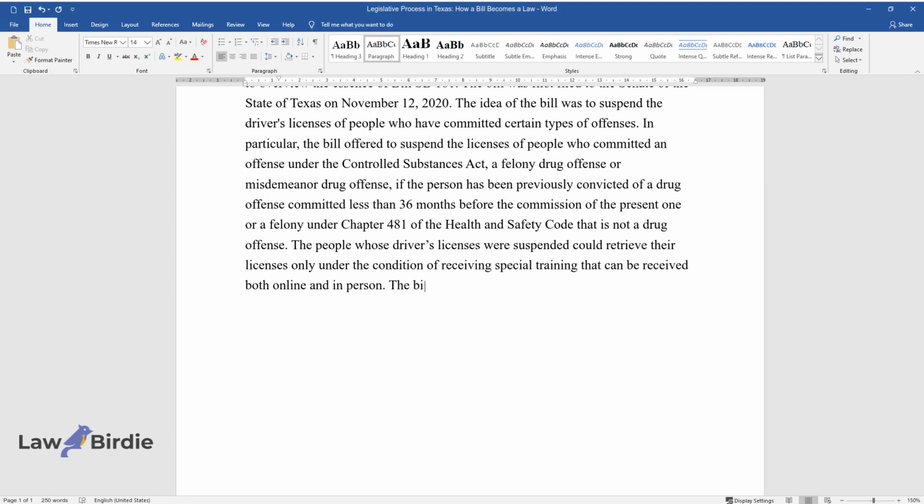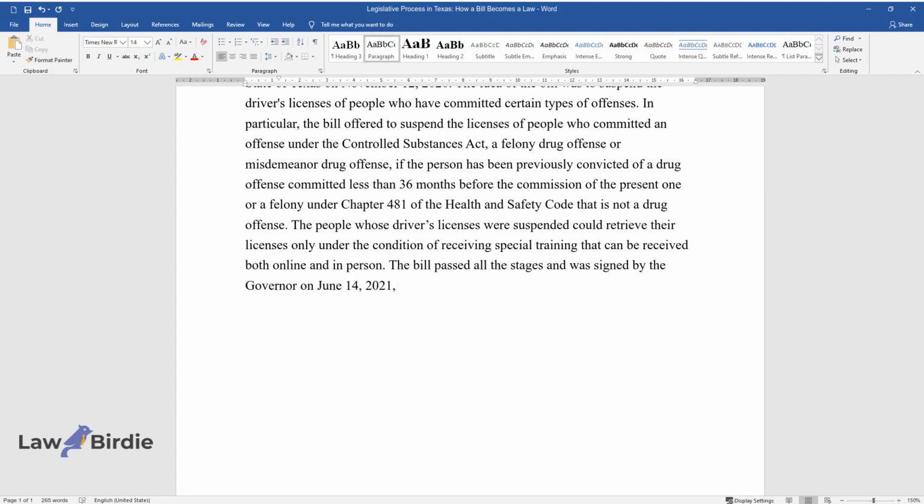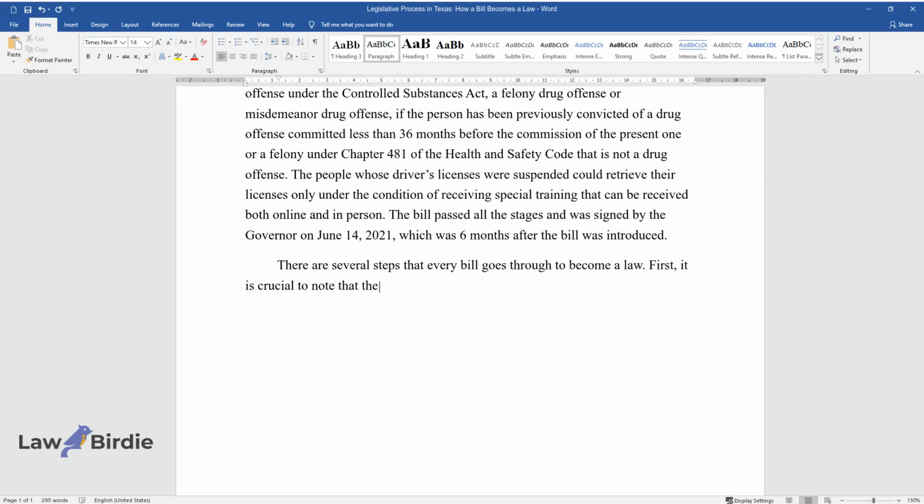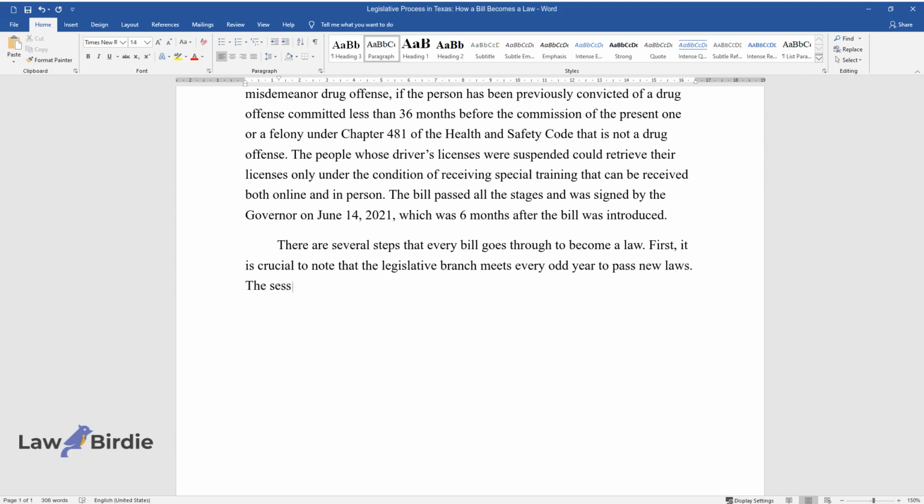The bill passed all the stages and was signed by the governor on June 14, 2021, which was 6 months after the bill was introduced. There are several steps that every bill goes through to become a law. First, it is crucial to note that the legislative branch meets every odd year to pass new laws. The session starts on the second Tuesday of January and lasts for 140 days.